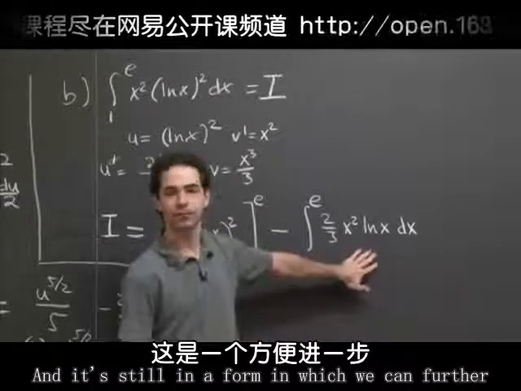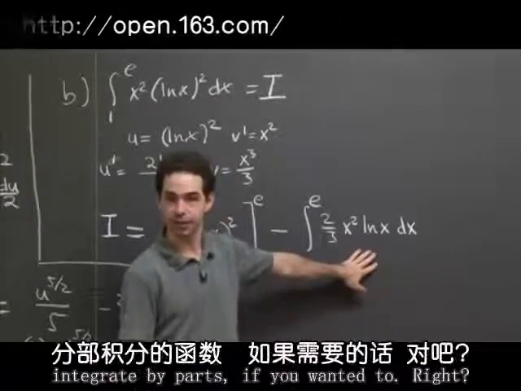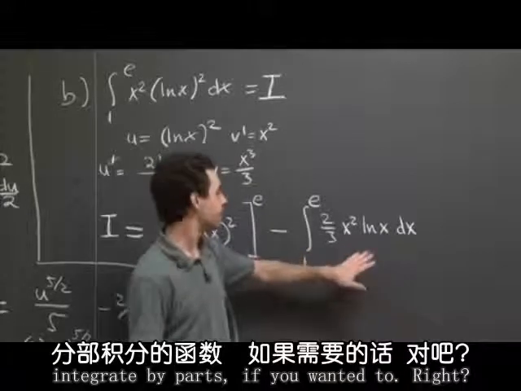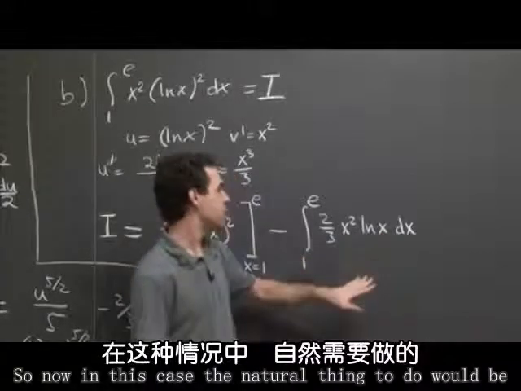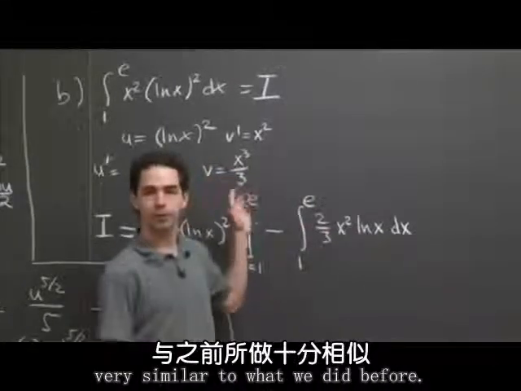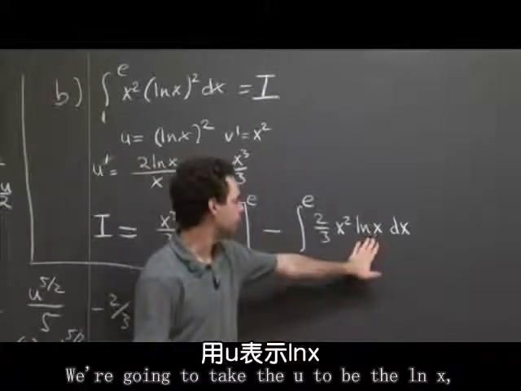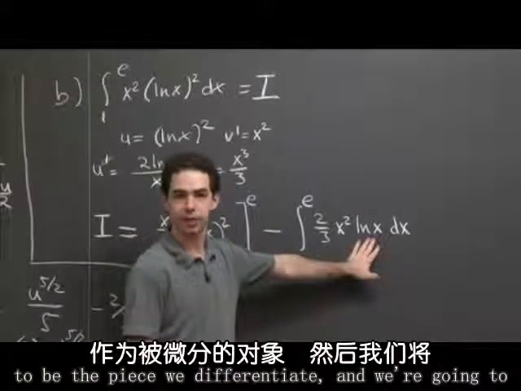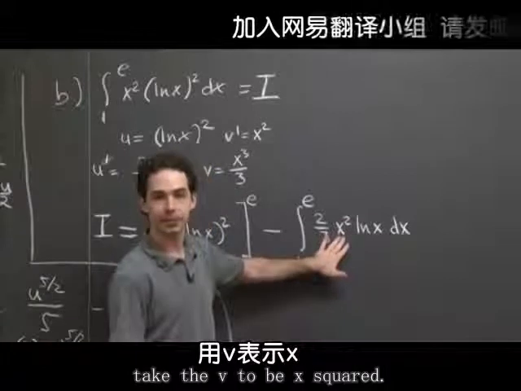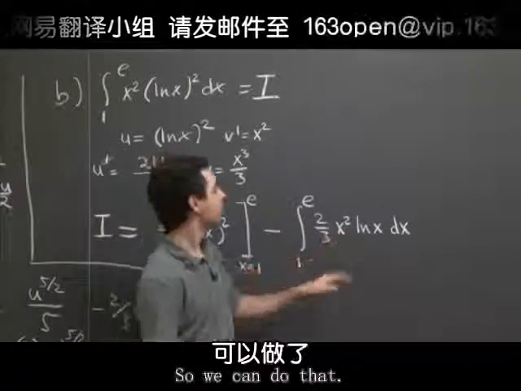And it's still in a form in which we can further integrate by parts if we want to. So now the natural thing to do would be very similar to what we did before. We're going to take u to be the ln x, the piece we differentiate, and we're going to take v prime to be x squared. Okay? So we can do that.